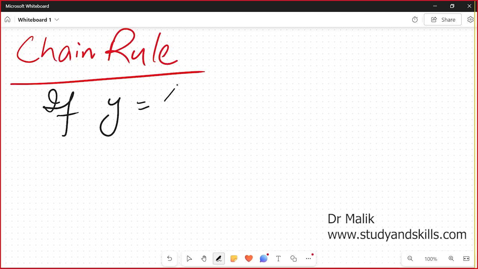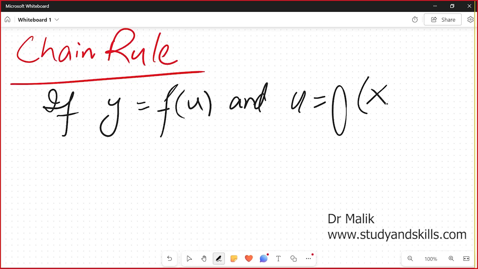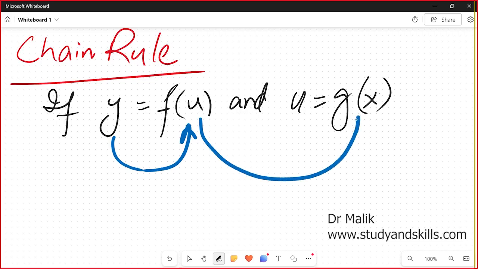If y is a function of a variable u, and then this u is another function, u is a function of g(x). So it's like a chain. If you see, y is a function of u, and this function is again a function of x, g(x). So it's like a chain. Do you see that? Okay, therefore it's called the chain rule.